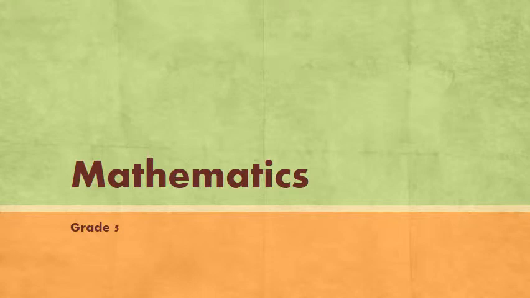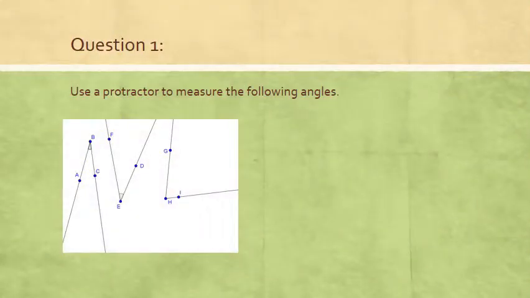How do we name an angle? We name it by three letters. The vertex should be in the middle. What is the unit of measuring an angle? Degrees. Okay, so we're going to start.